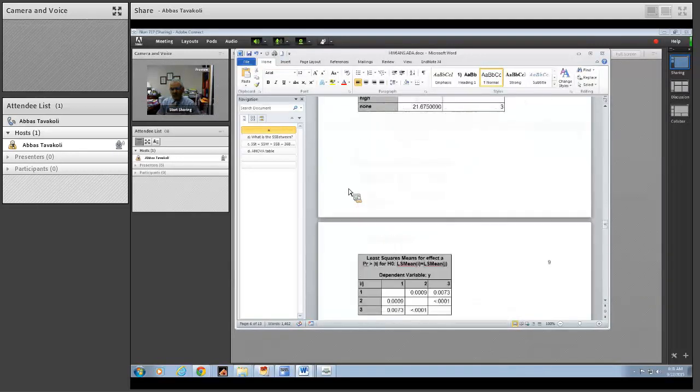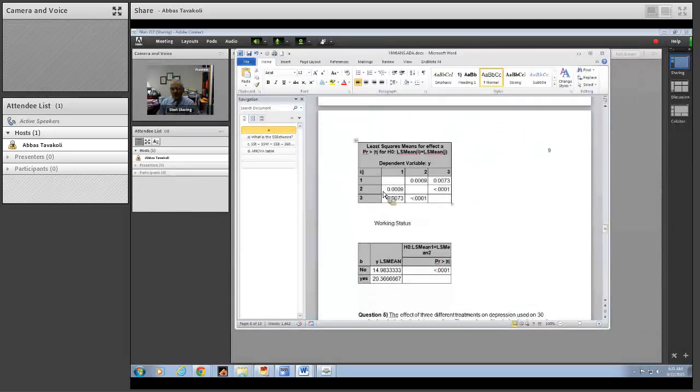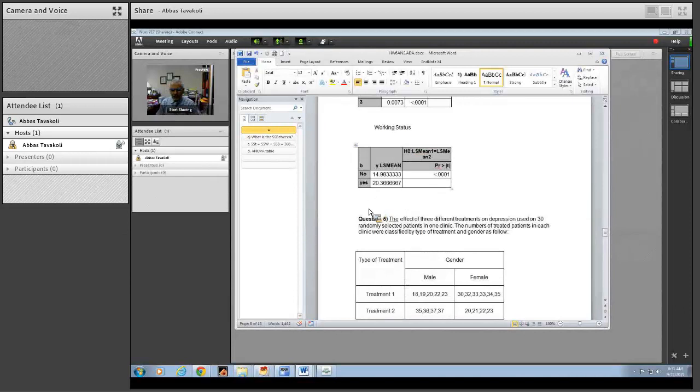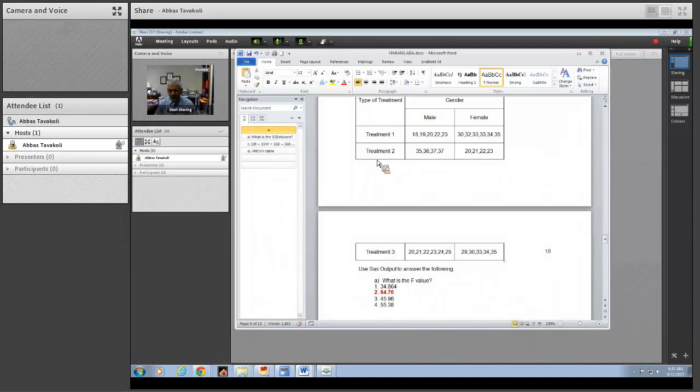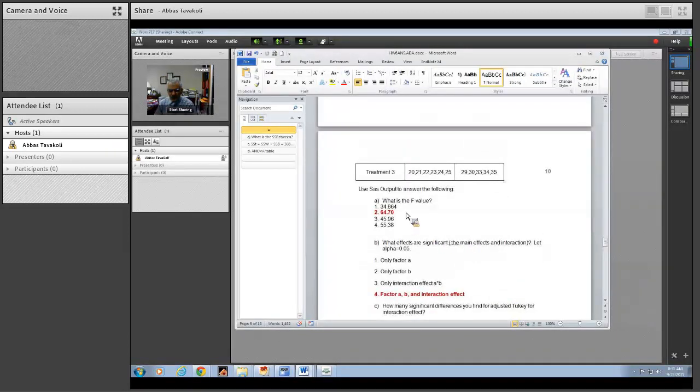So basically, for this problem, you need to look at the output and explain the result. Question 5: I asked about the effect of 3 different treatments on depression, used on 30 randomly selected patients in 1 clinic. The patients treated in each clinic were classified by type of treatment and gender as follows. So that is the information. We have treatment and gender.